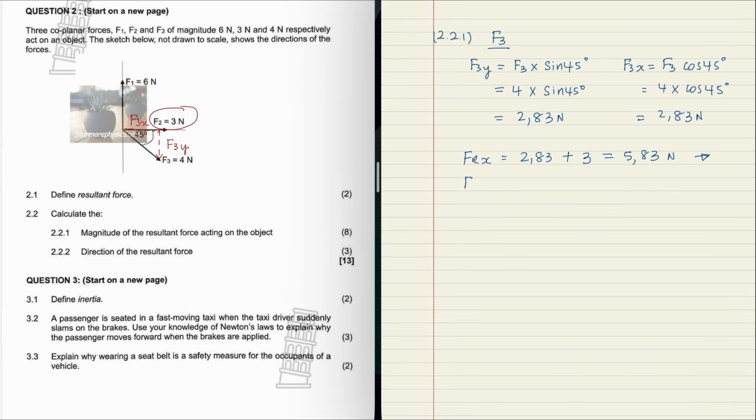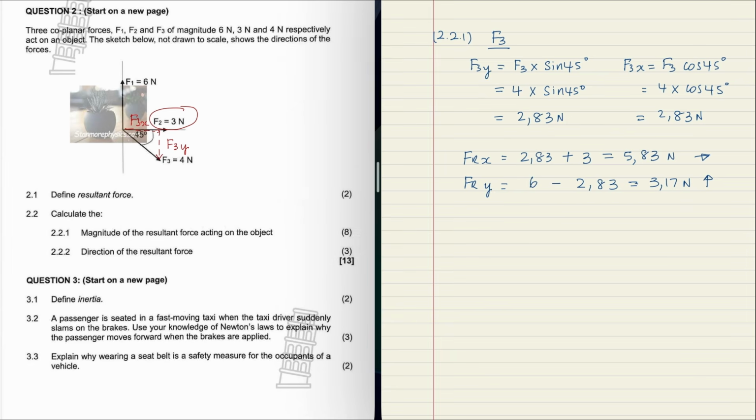Then we'll do the resultant in the y direction. Now F1 points upward and F3y points downward, so we're going to have to subtract here. I'm going to choose up as positive and say 6 minus 2,83, which is equal to 3,17 newtons, and that's going to be up.